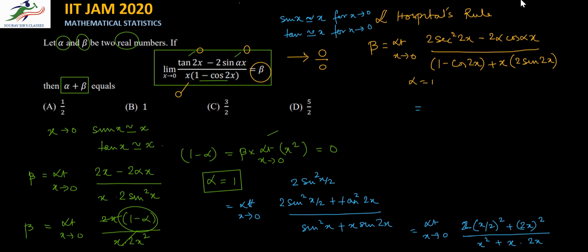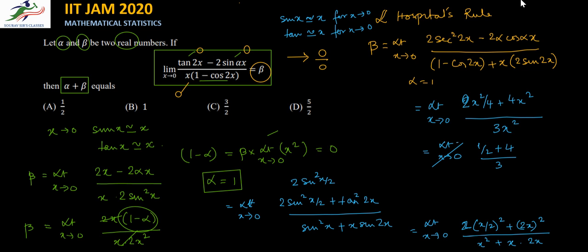So this becomes equal to limit x tending to 0, 2x square by 4 plus 4x square over x square plus 2x square, which is 3x square. We can cancel out the x squares. So 2 by 4 is half. So half plus 4 by 3, which is not dependent on x anymore. So this would be 4.5, means 9 by 2 over 3. So we can cancel 3 and 9 and we get 3 by 2. So this is equal to 3 by 2.